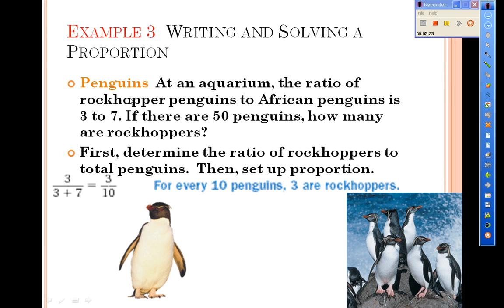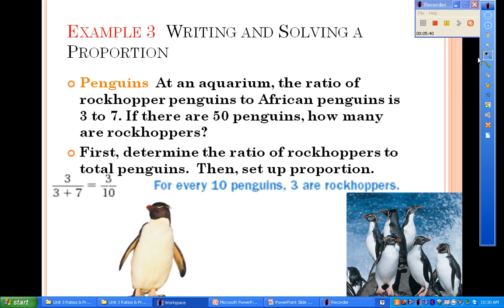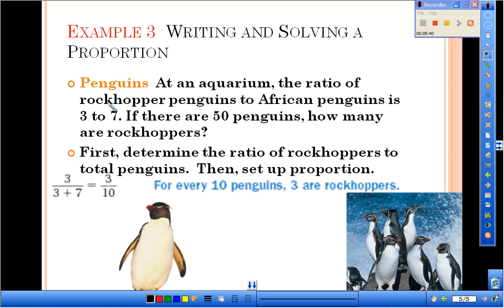Let's try another example. This example is a little bit different. Let's read it together. It says penguins. At an aquarium, the ratio of rockhopper penguins to African penguins is 3 to 7. So think about that for a second. Your ratio of rockhoppers to African is 3 to 7. So let's just write out that information here and hold on to it and come back to it in a second. If there are 50 penguins, how many are rockhoppers?